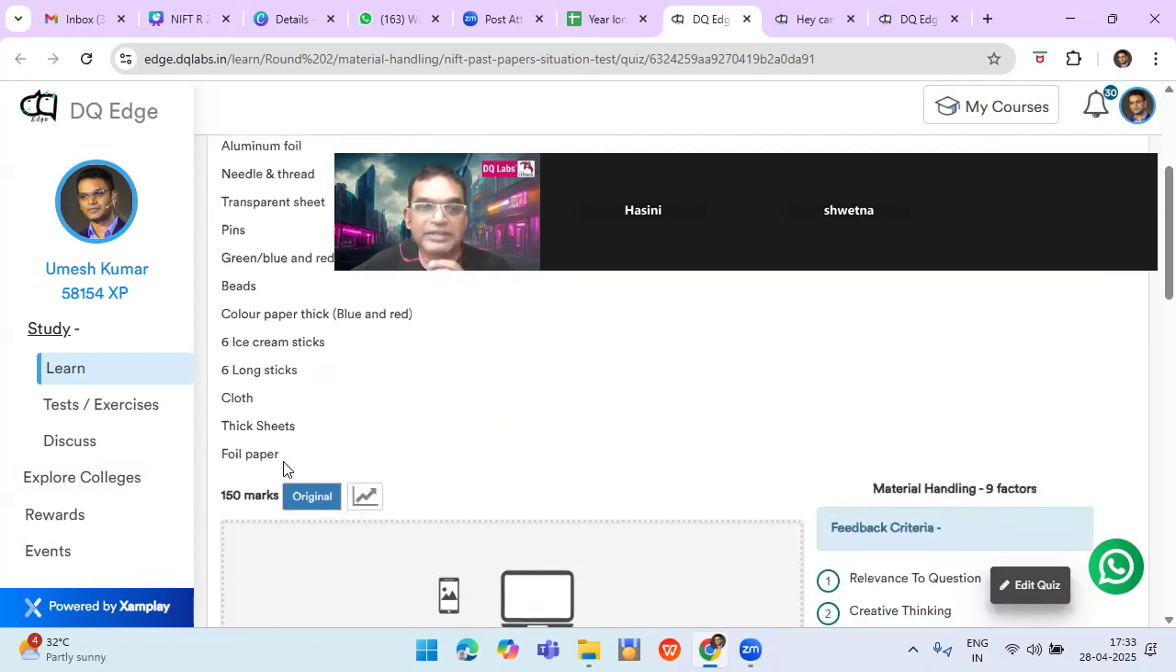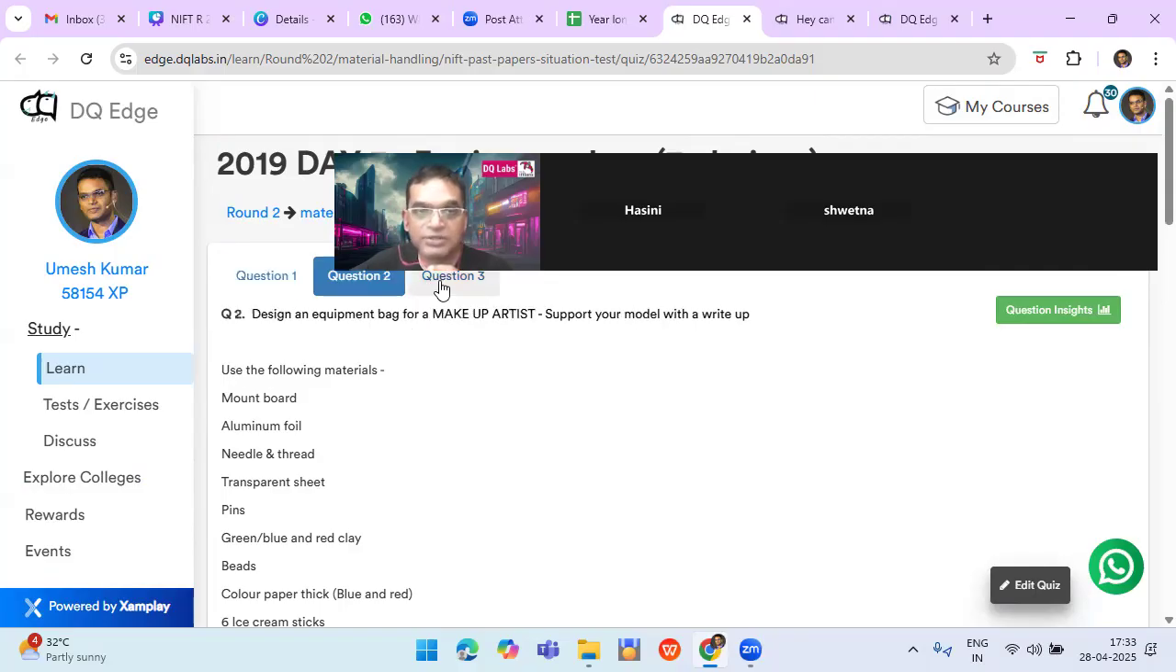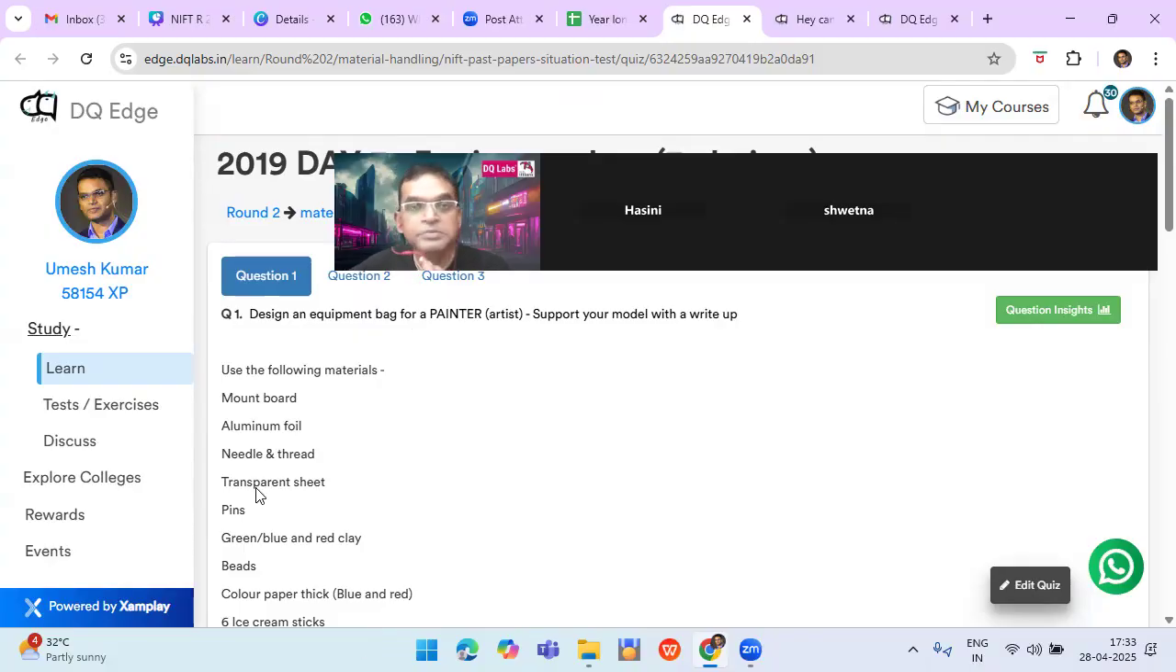Interestingly, the materials are common across all these three questions. So that is one observation. All right, any other questions?